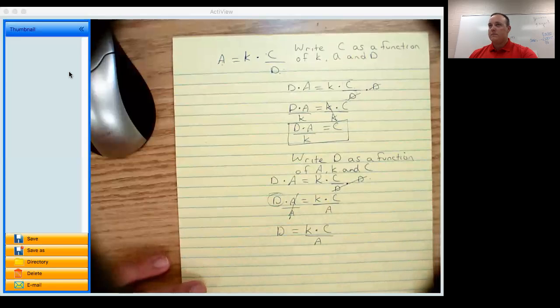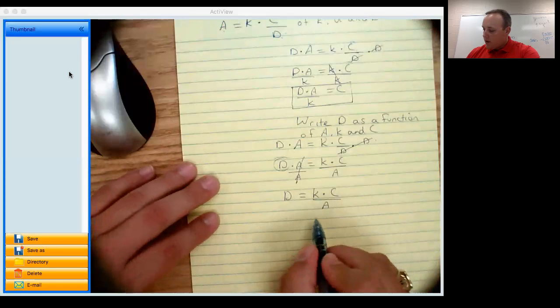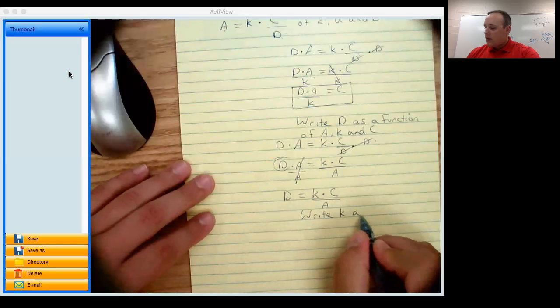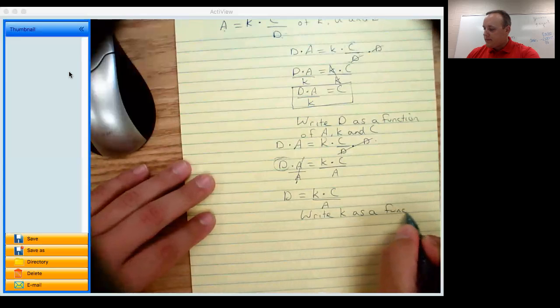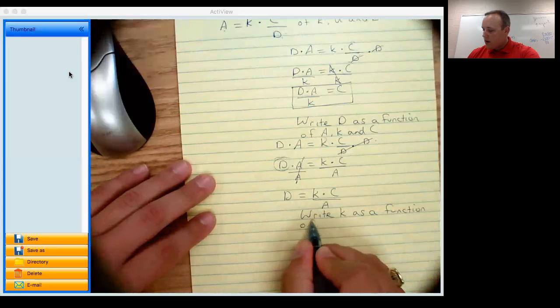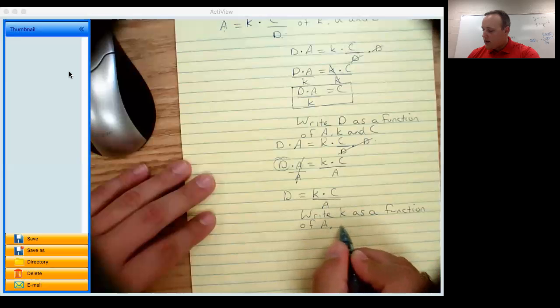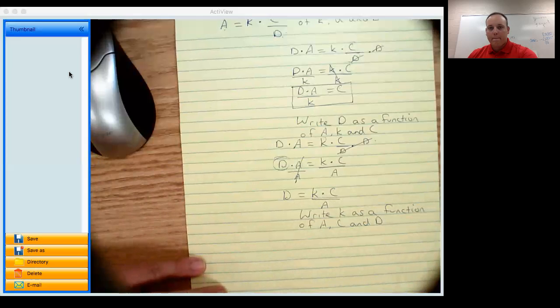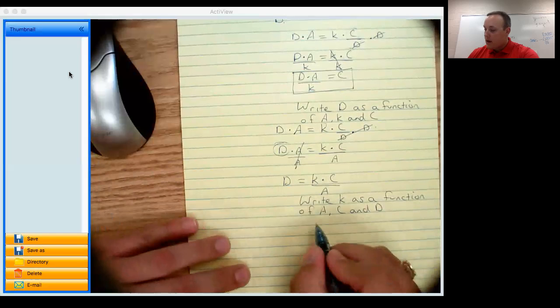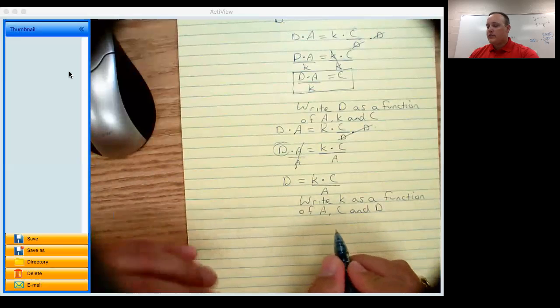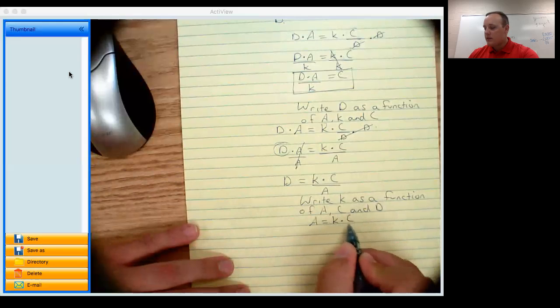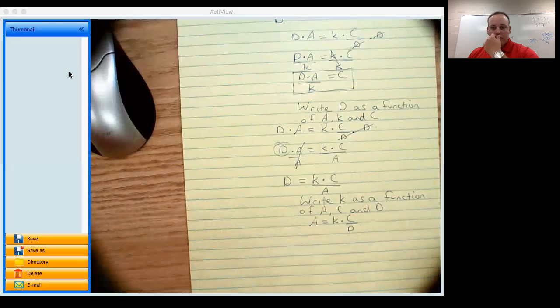Okay, you want a third one? Sure. Yeah. All right. So now we're going to write K as a function of A, C, and D. So I use A, C, and D instead of like A, B, C. Well, I don't know. I just forgot to write B. It's a quirk of mine. Sometimes I'll just use random letters. I should have used just ACDC, right?